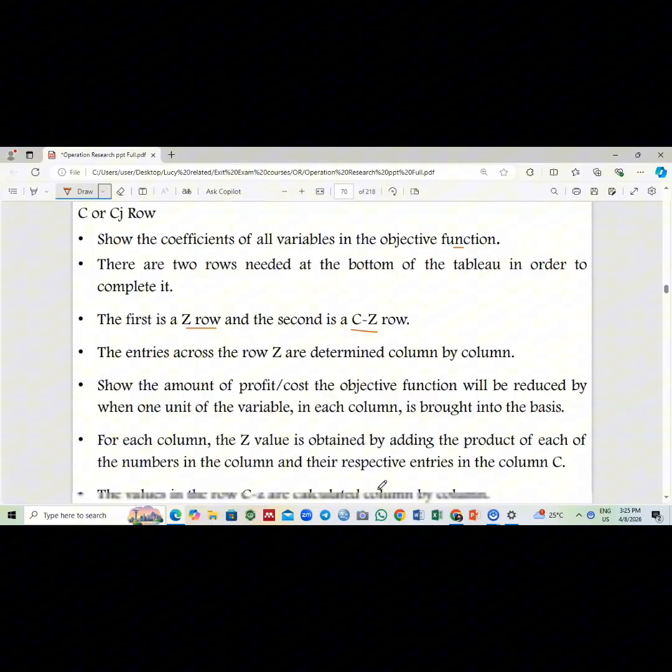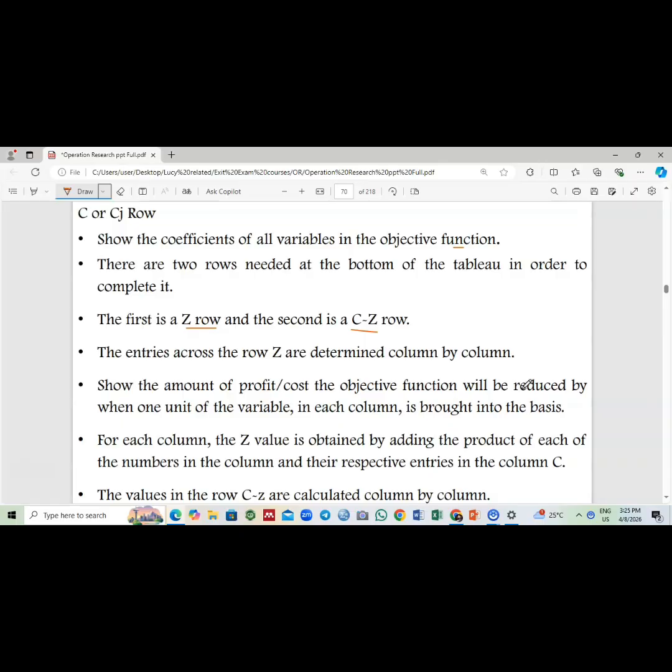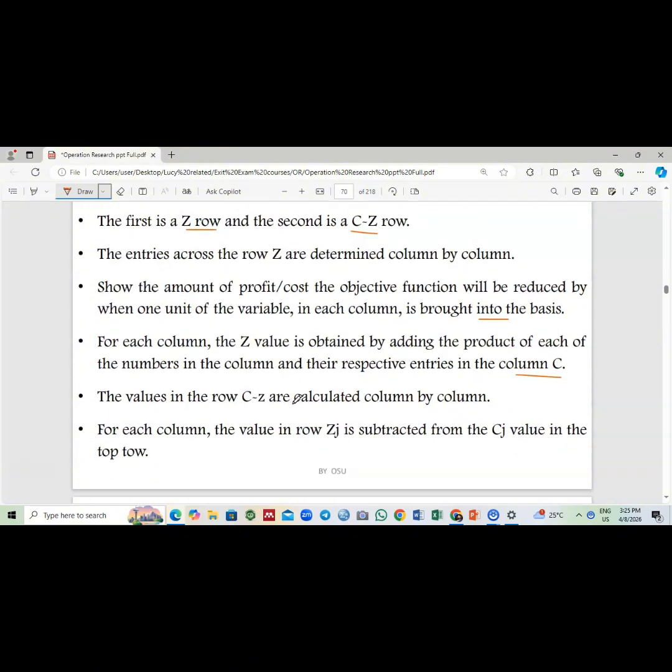Now the entries across the row Zj are determined column by column. They show the amount of profit or the objective function will be reduced by when one unit of the variable in each column is brought into the basis. For each column, that value is obtained by adding the product of each of the numbers in the column and their respective values in the column C. And the values in Cj minus Zj are calculated by column. For each column, the value in row Zj is subtracted from the Cj value.